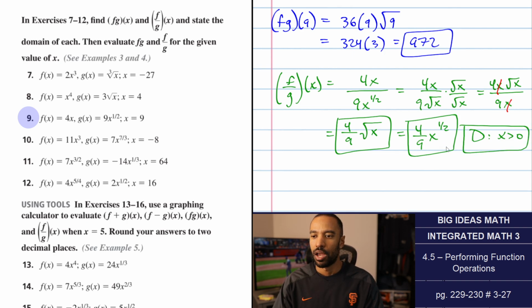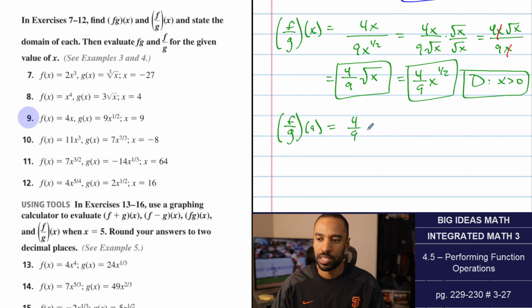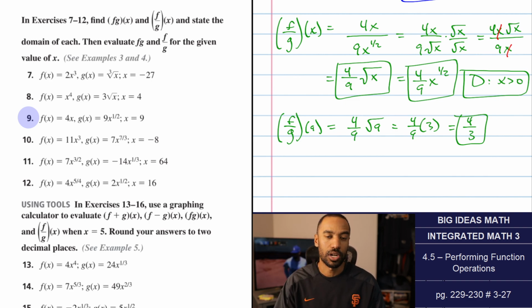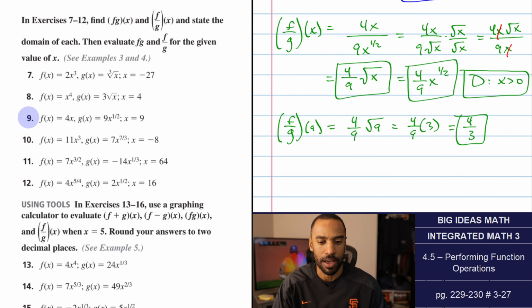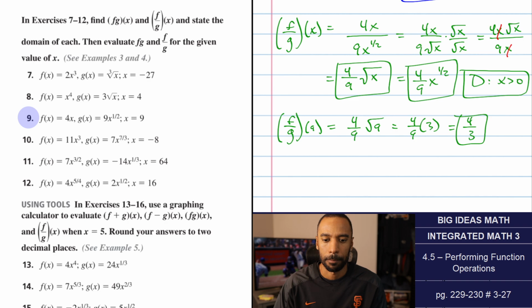So there's that. Our last thing to do is substitute 9 into any of these. I like that one there. We got f over g of 9, which is 4/9 times the square root of 9, which is 4/9 times 3. 3/9 is 1/3, so you get 4/3 as your answer there. And as long as they're giving us values to input that exist within your domain, then you should always get values out. So there's nothing wrong with that. I'd say we're all good on that one as well.